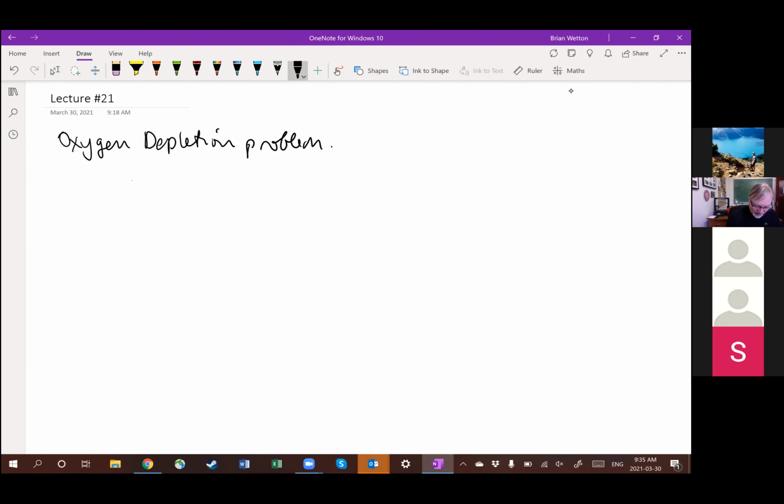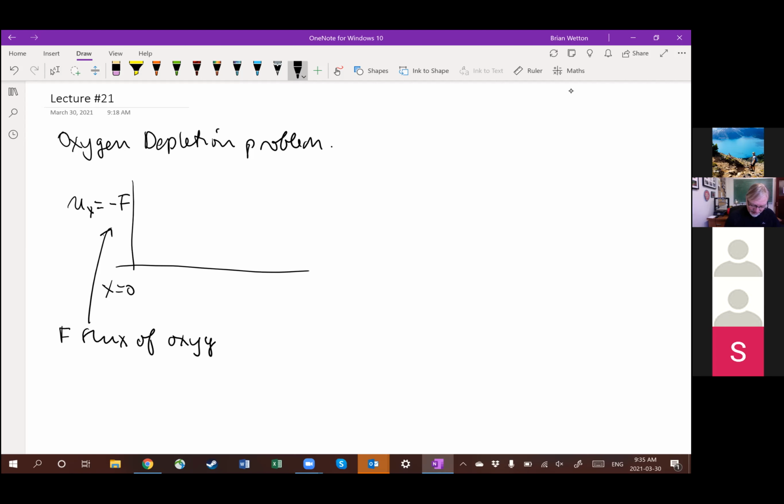So we were looking at the oxygen depletion problem. It's a scaled model of, you have an oxygen source here at x equals 0. It's a one spatial dimension problem. I put the minus sign, so positive F means a flow in. So this is the flux of oxygen into the tissue. X is tissue depth, away from this capillary or whatever that is.